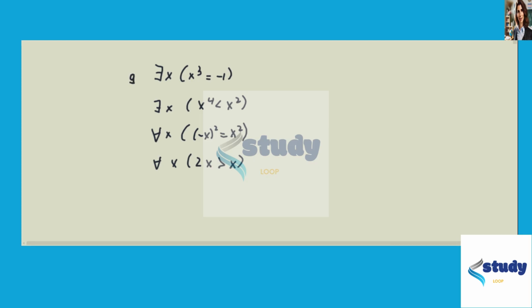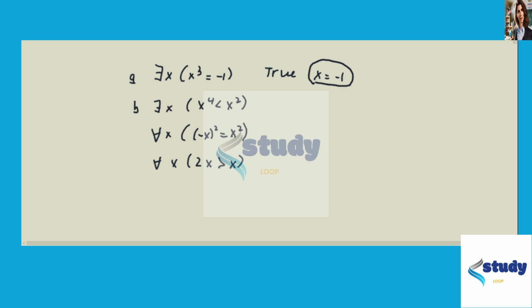Okay, the first sentence says, there exists a real number x such that when you cube it, you get -1. That's true. X is -1. There exists a number, here it is, that you can cube and get -1.